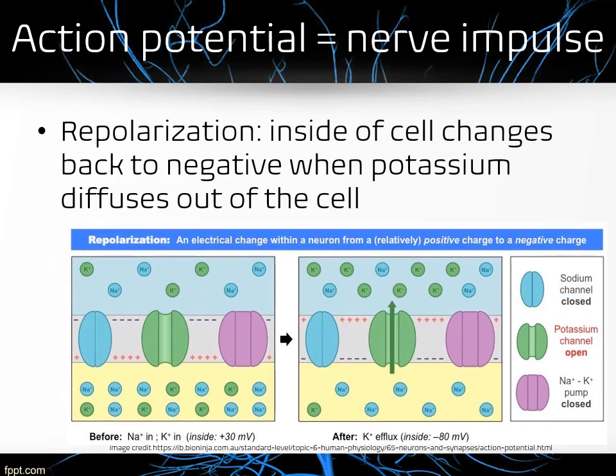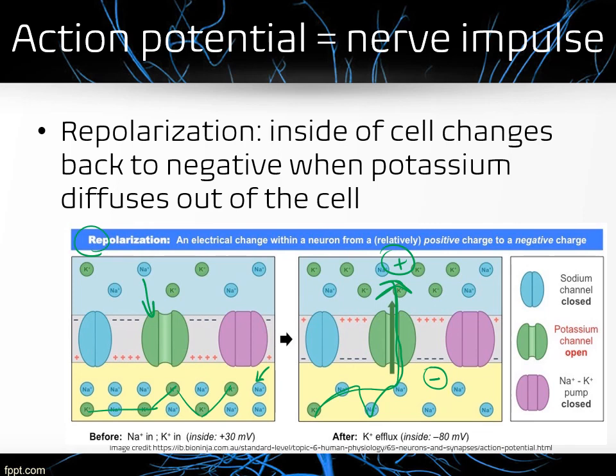That flip from negative 70 millivolts to positive 30 millivolts is going to trigger the opening of another channel, more facilitated diffusion. This time the potassium channel is going to open. All that potassium that we worked so hard to pump into the cell is going to flow out of the cell. Now there's more positive outside the cell, which means that we flipped the inside of the cell back to negative, which means we call this repolarization.